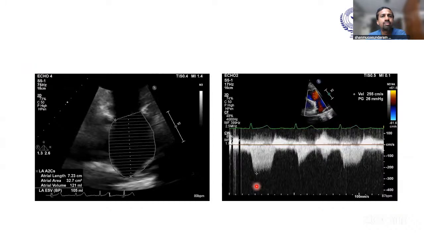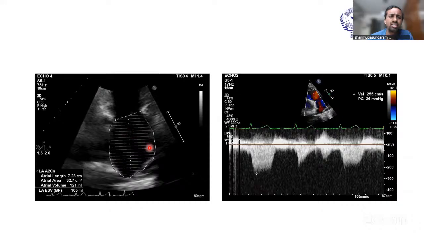So with the effusion in the background, a restrictive physiology, preserved medial annular velocity, and some reduction in the lateral annular velocity when compared to the medial annular, is it an effusive constrictive physiology? It has to be thought of.